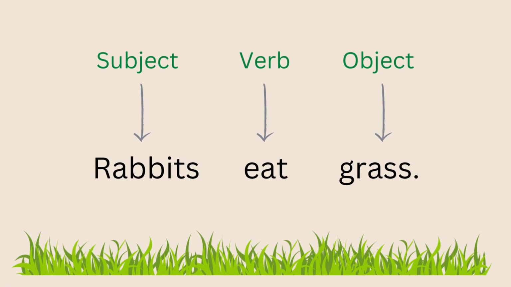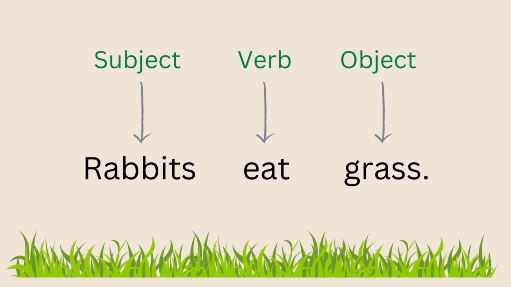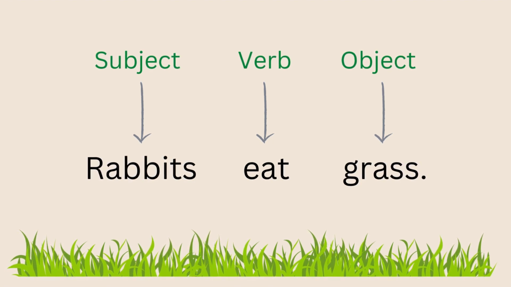Here we have a subject, a verb, and an object. Rabbits is the subject, eat is the verb, and grass is the object. There doesn't always have to be an object for the verb. We could have just had rabbits eat, and that would have been a sentence. We couldn't just have rabbits, because that's just a single word. A sentence has got to express meaning.